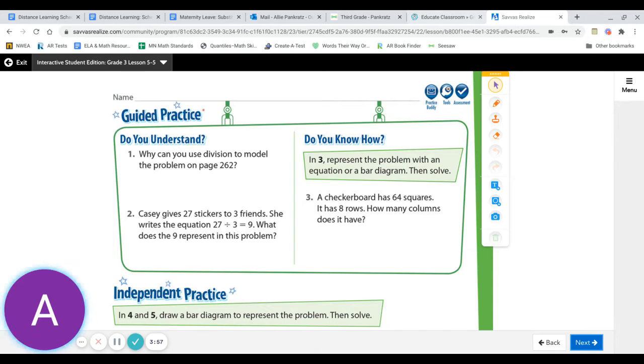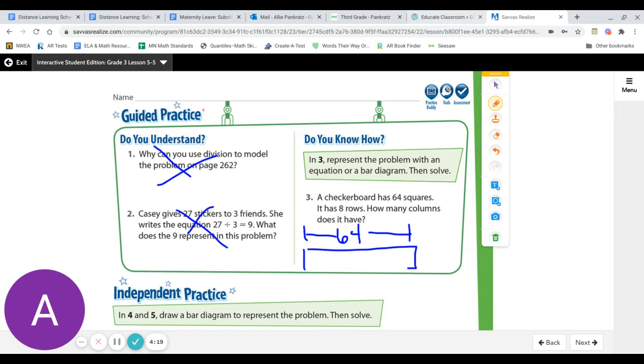We're going to skip number 1 and 2. We're going to look at number 3. We want to represent the problem with an equation or a bar diagram. A checkerboard has 64 squares. So we can think about we'd have 64 if we're doing a bar diagram, and that would be at the top for our total. And we draw our rectangle. It has 8 rows. How many columns does it have? So we could split this into 8. So I'm just going to put it in half.